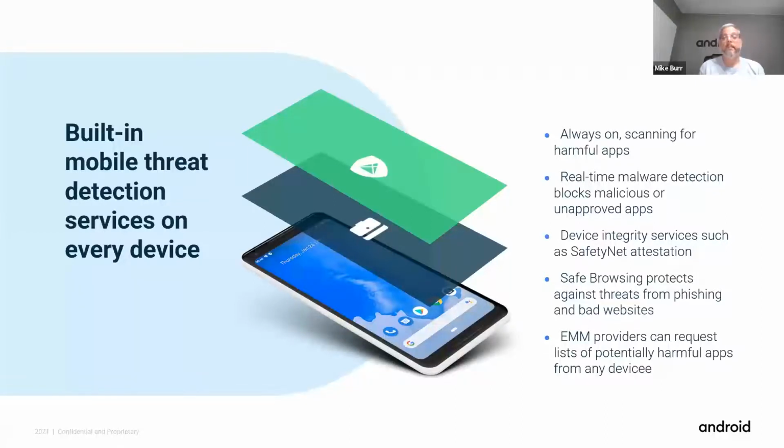These are the services that are delivered to all devices that have Google Mobile Services, or GMS. You've probably heard of Google Play Protect. That's our built-in mobile threat detection or anti-malware software that's on Google or Android devices. We also have device integrity services that we call SafetyNet attestation. That's super important. That is a remote attestation feature that basically tells the EMM that the device hasn't been compromised. It's a very, very strong cryptographically signed attestation service.